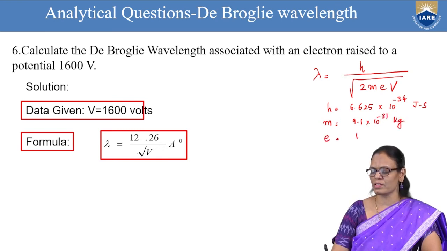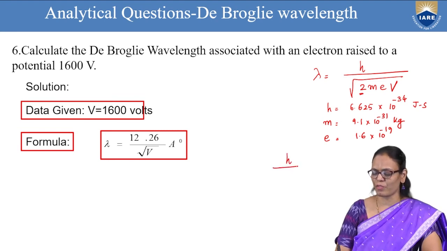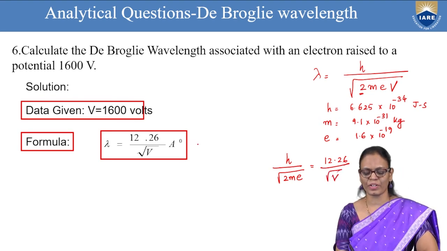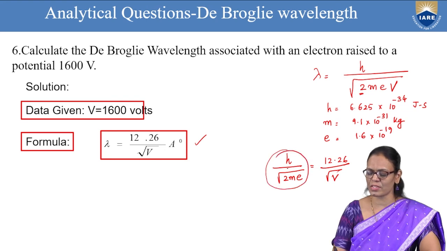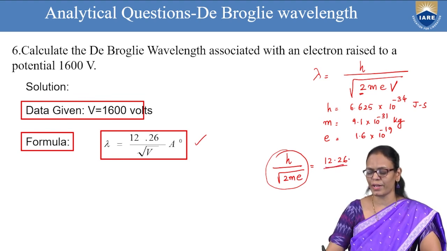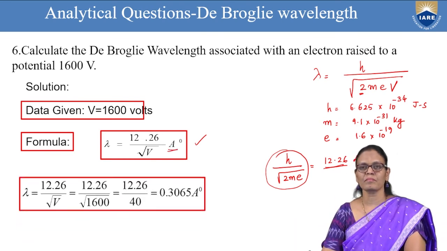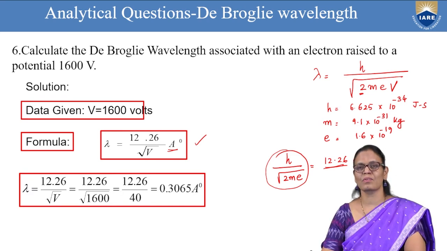The charge of the electron is constant, 1.6 into 10 power minus 19. Of course, 2 is a constant. So by substituting all these values, we can find h upon under root 2 me. This gives us 12.26, so we are left only with under root V. So we are using it directly. The value of h upon under root 2 me is 12.26 angstroms. That is why we are writing it in angstrom. So after substitution, we are getting the answer also in angstrom.